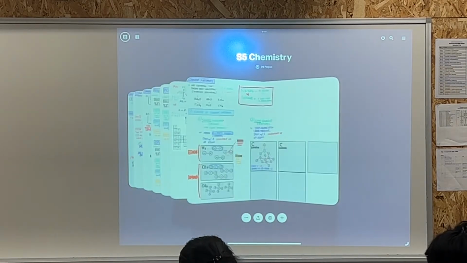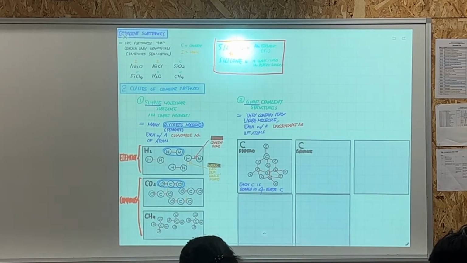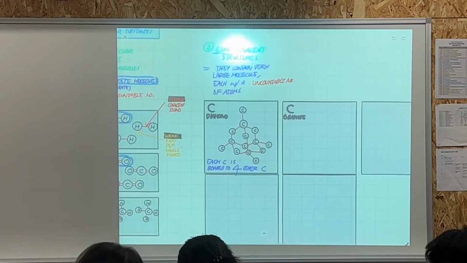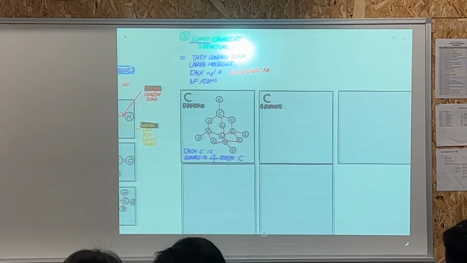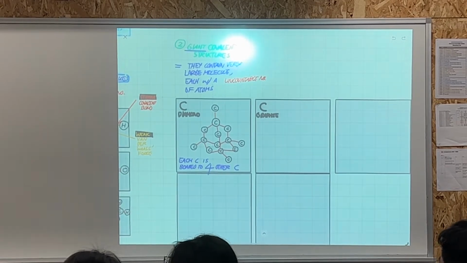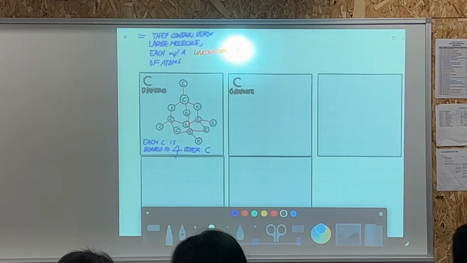Okay, so next, last time we stopped here. We looked at some simple molecular substances and giant covalent structures. I think the projector in this class is much better in quality. So you can see that there are many different giant covalent structures, including diamond and graphite.